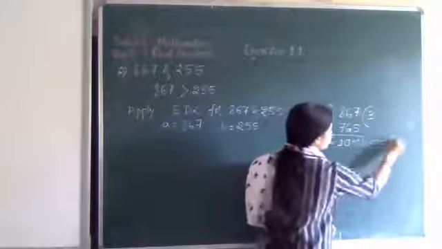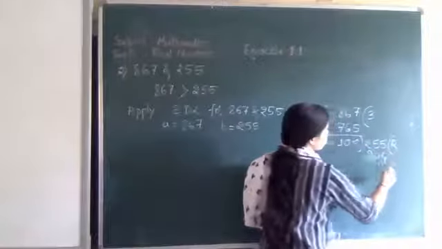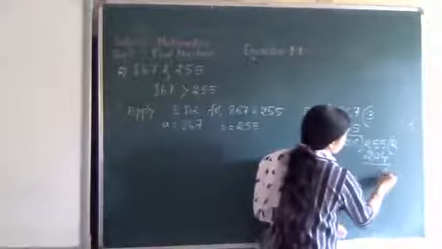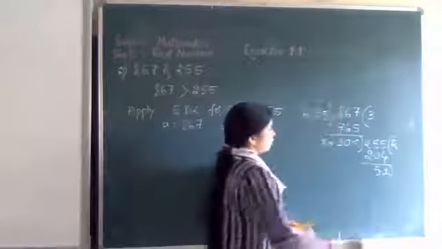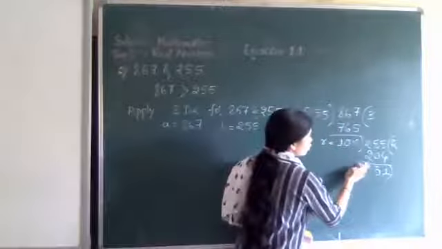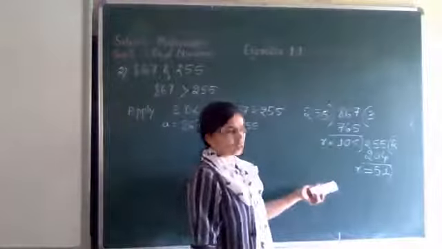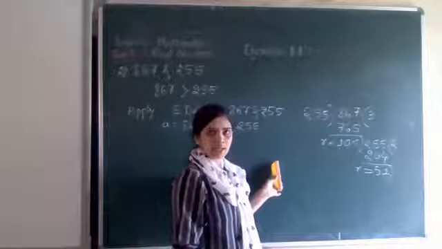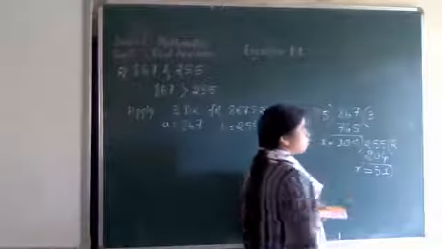102 into 2. How much will you get? 204. 255 minus 204. How much will we get? 51 we will get. This R is also not equal to 0. What does your Euclid's division lemma say? Until we get R is equal to 0, we have to apply Euclid's division lemma for the numbers.